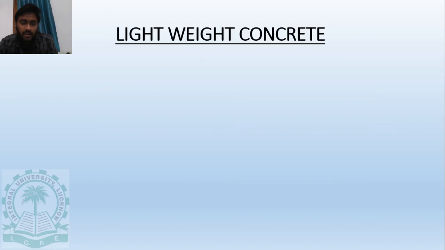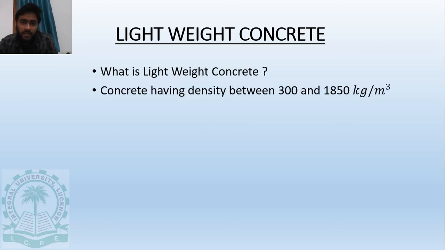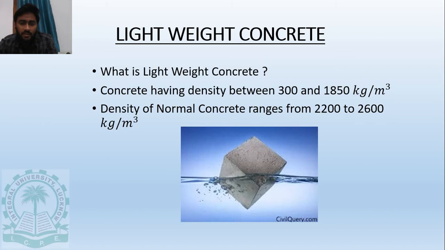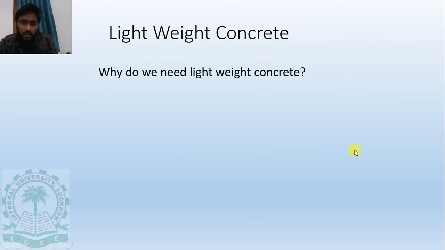So let's start. What is lightweight concrete? Simply, a concrete which has a density between 300 to 1850 kg per meter cube is known as lightweight concrete. The density of normal concrete ranges from 2200 to 2600 kg per meter cube. The next question is, why do we need lightweight concrete?